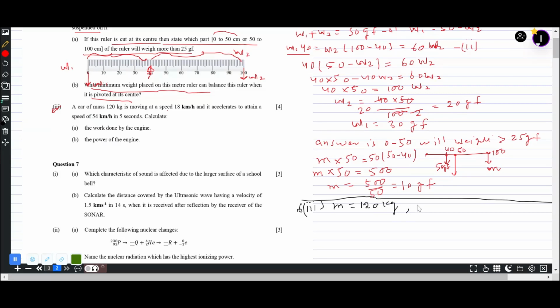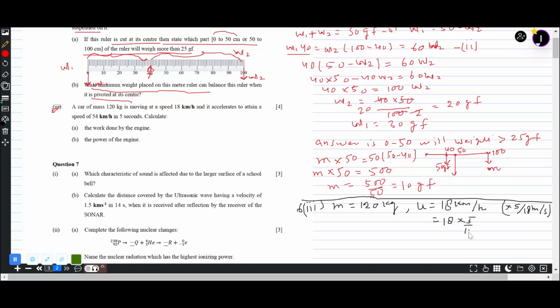What is the initial speed? Initial speed of the car is 18 km per hour. Now you know that kilometer per hour is not the applicable unit in SI, so we'll have to convert this to meter per second. There is a standard formula for converting from kilometer per hour to meter per second. You simply multiply with 5 by 18. If you want to know why we multiply with 5 by 18, ping me in comments and I'll explain to you.